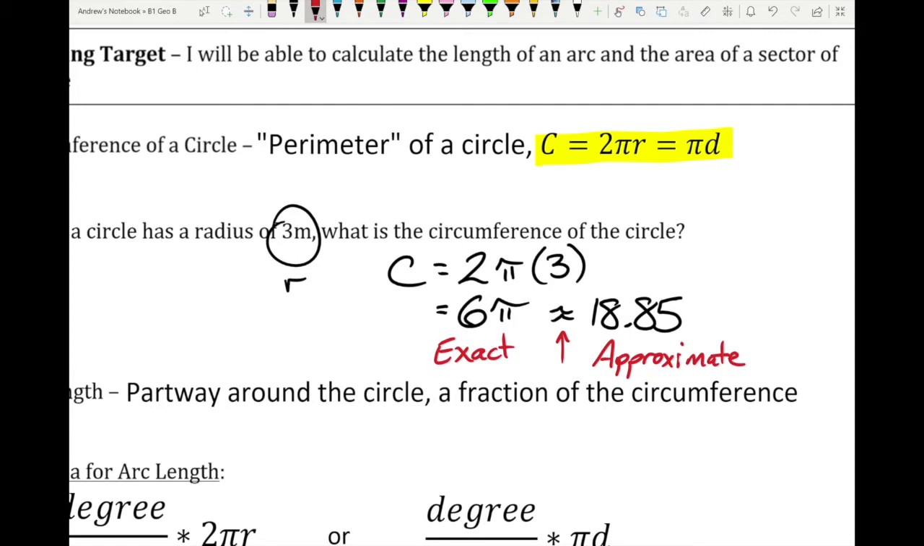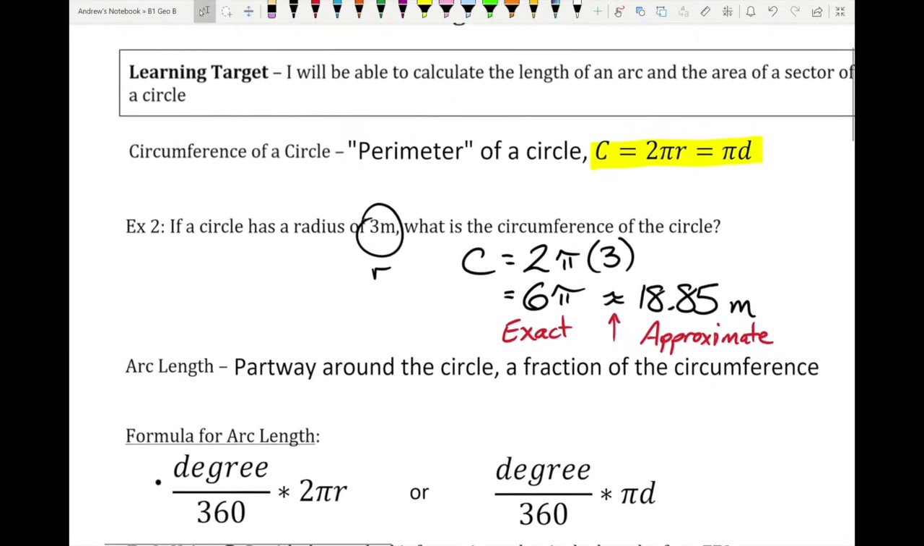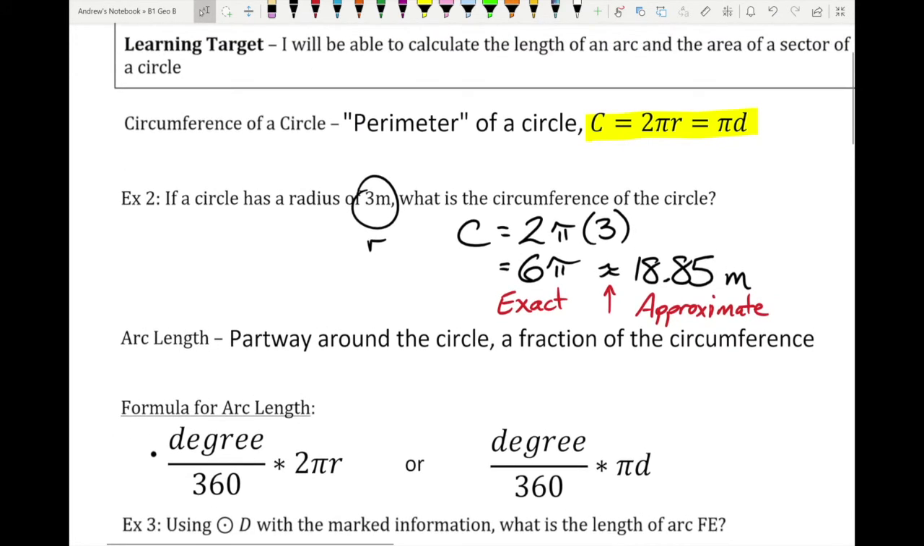The approximate answer is what we get when we're trying to find a number that's a little bit easier to use, like 18.85 meters, which I should really put on there. That is a lot easier to wrap our heads around than 6 pi meters would be. We're humans, and we try to work with numbers that we can visualize. 18.85 is a lot easier for us to use than 6 pi, but 6 pi is more exact as an answer. So that's a quick review of circumference. If I had the diameter, I would just do pi times the diameter, and that would give me the same thing.